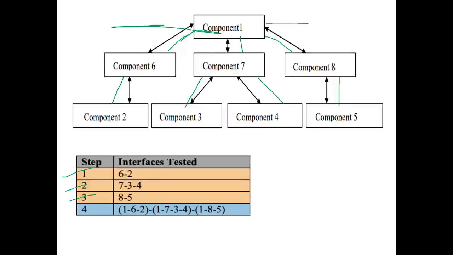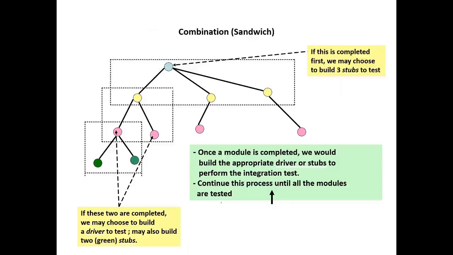Once the higher level modules are ready, you can start testing combinedly. See, 1 to 6, 6 to 2, and 1 to 7, 7 to 3, 3 to 4, and 1 to 8, 8 to 5. So with a combination of both, you can start testing from top as well as bottom level modules.